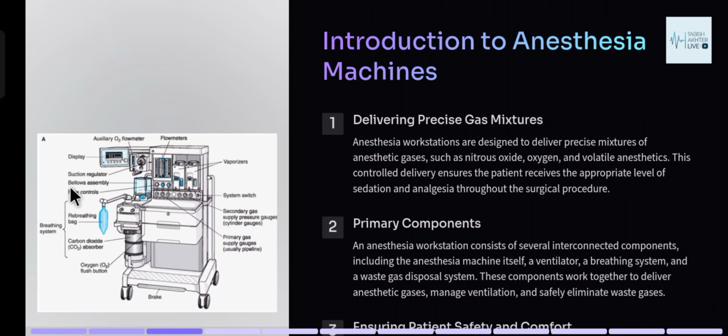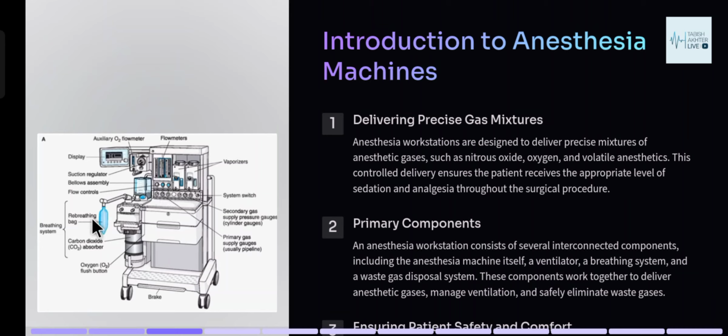7. Bellows assembly. Part of the ventilator system that physically moves to simulate the patient's breathing, ensuring that the lungs receive the correct volume of air and anesthetic gases. 8. Flow controls. Knobs or levers used by the anesthesiologist to adjust the flow rate of gases delivered to the patient, allowing precise control over the anesthesia levels.